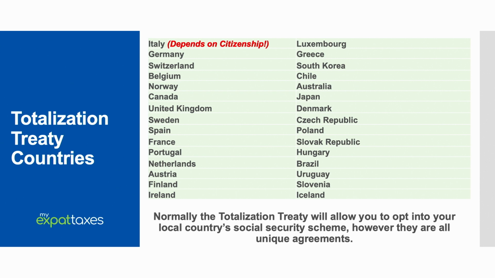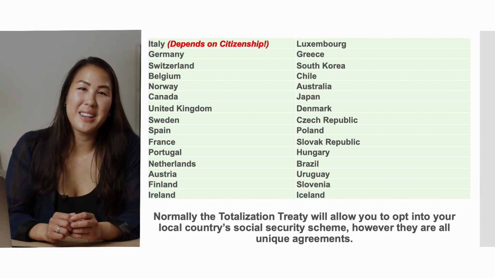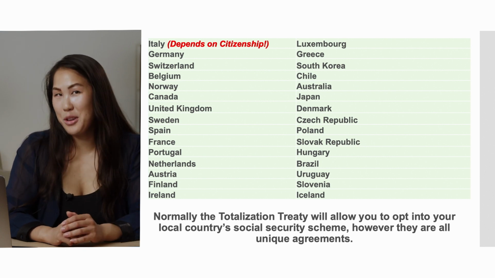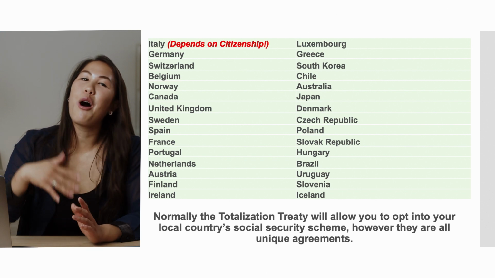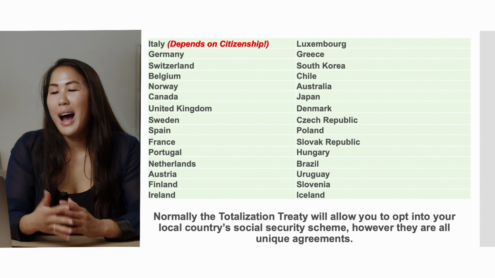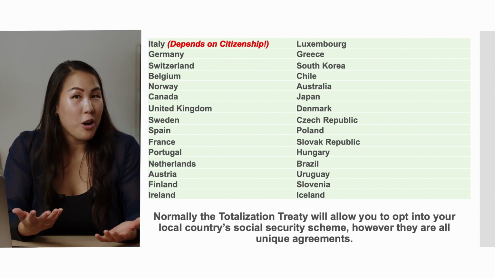Italy is very interesting. Italy says if you are a US citizen, living in Italy and you're self-employed, then you will still have to pay US Social Security taxes, but you do not have to pay Italian Social Security taxes. Now try to tell your Italian tax consultant that one. I don't think they'll believe you. If you're Italian and US and you're living in Italy, you can opt into the Italian Social Security system. I don't know why Italy decided that they want to be different. Just a call out for you.